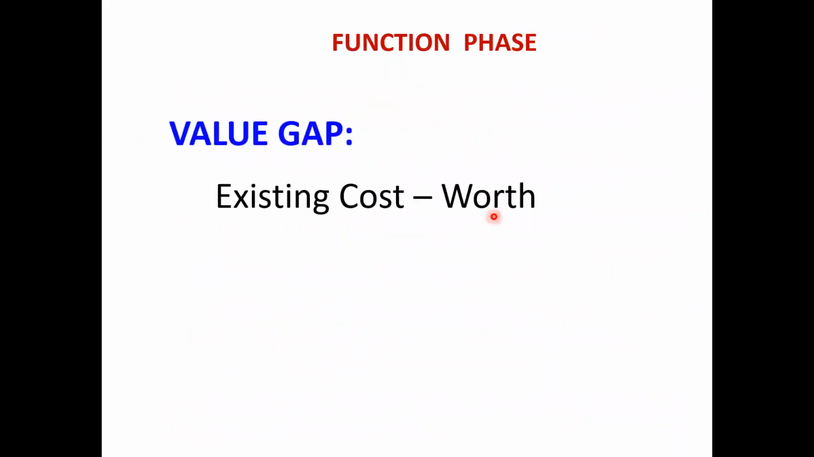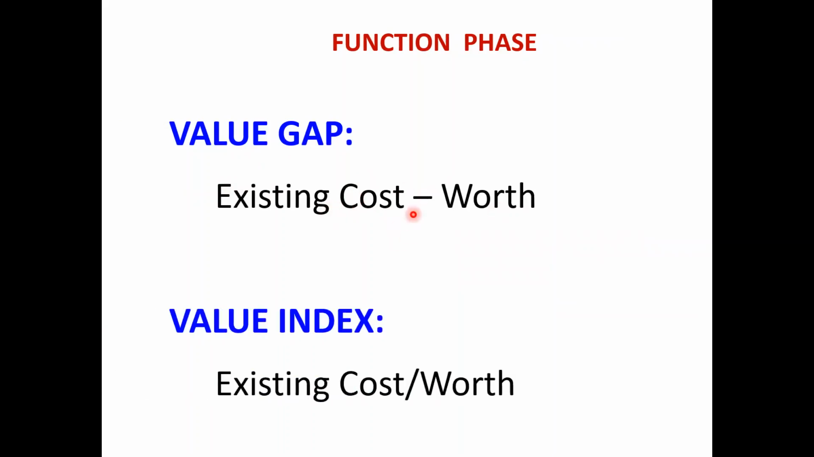Now let us go to the function phase. This is very much important. When you have a higher value gap, which is nothing but cost minus worth, and when you have a higher value index, which is defined as the ratio between existing cost and existing worth, then you have some ideas on how you can look at the value improvement.